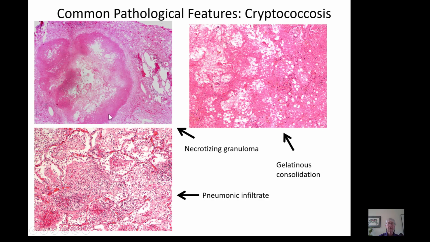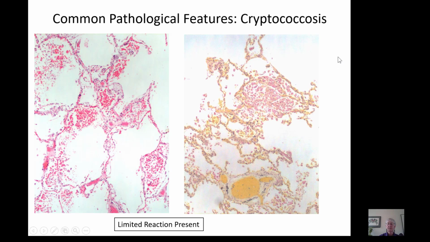You can also find areas of rather vast necrosis in Cryptococcus. You can find a pneumonic infiltrate in Cryptococcus, and there can be so-called gelatinous consolidation where the lung has almost been replaced by a sea of Cryptococcus organisms. So there's a wide variety of inflammation with all fungal organisms, and when you're evaluating the lung for infection, it's a good idea to keep that in mind.